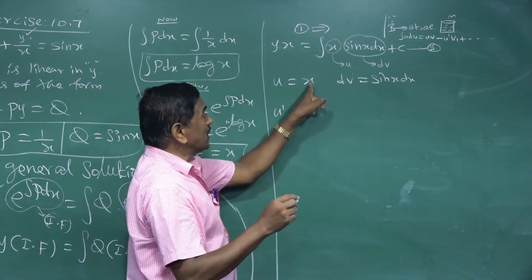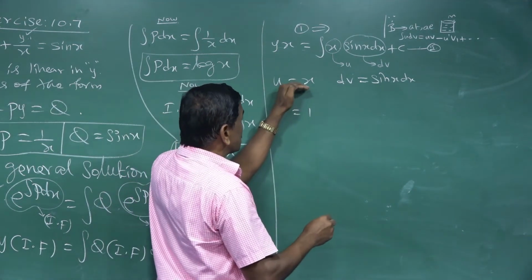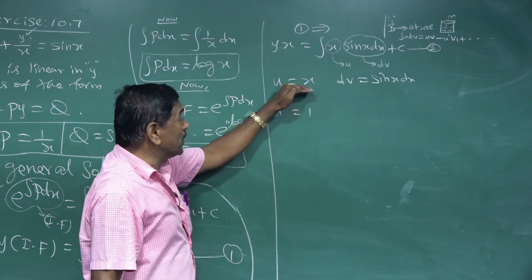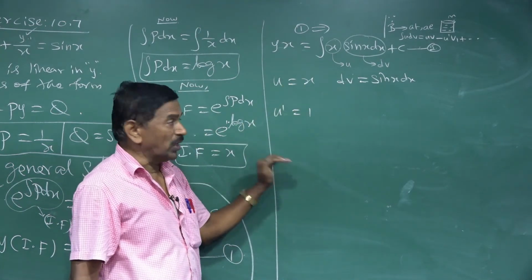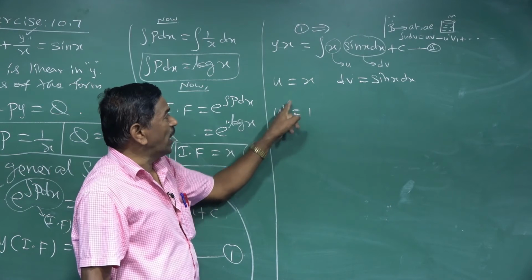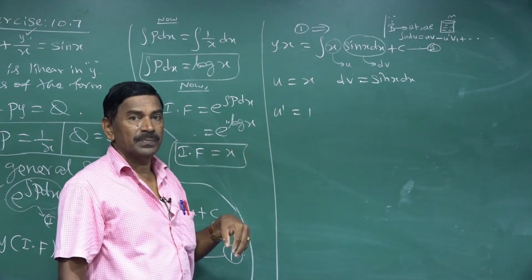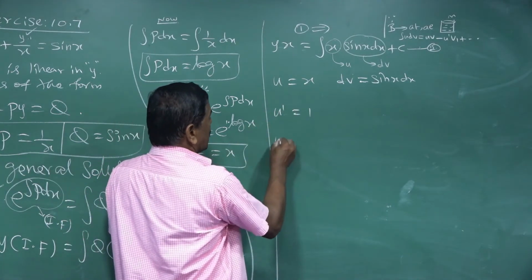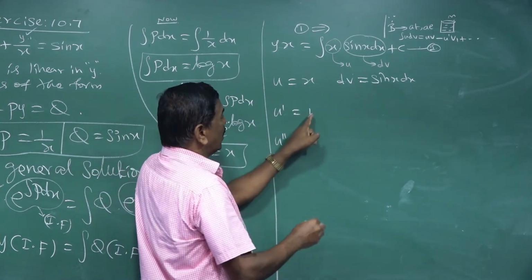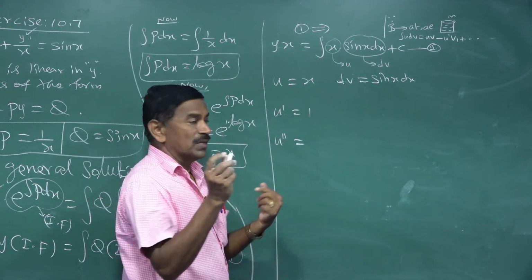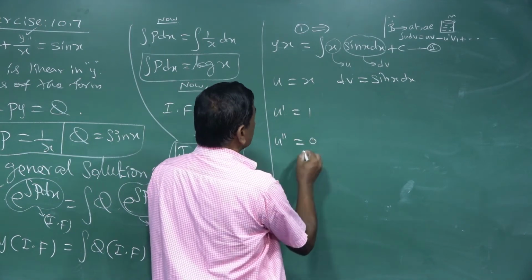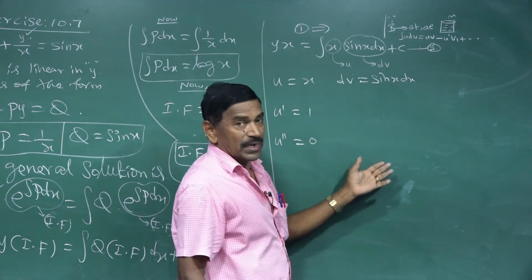Yes, very good. x differentiation 1. That's all. So first column fully differentiation. I want to differentiate until I get a 0 answer. Okay. u differentiation u dash, x differentiation 1. Next, u dash differentiation u double dash is equal to constant 1, differentiation 0. Very good. So over. Next, here I want to integrate my side itself.